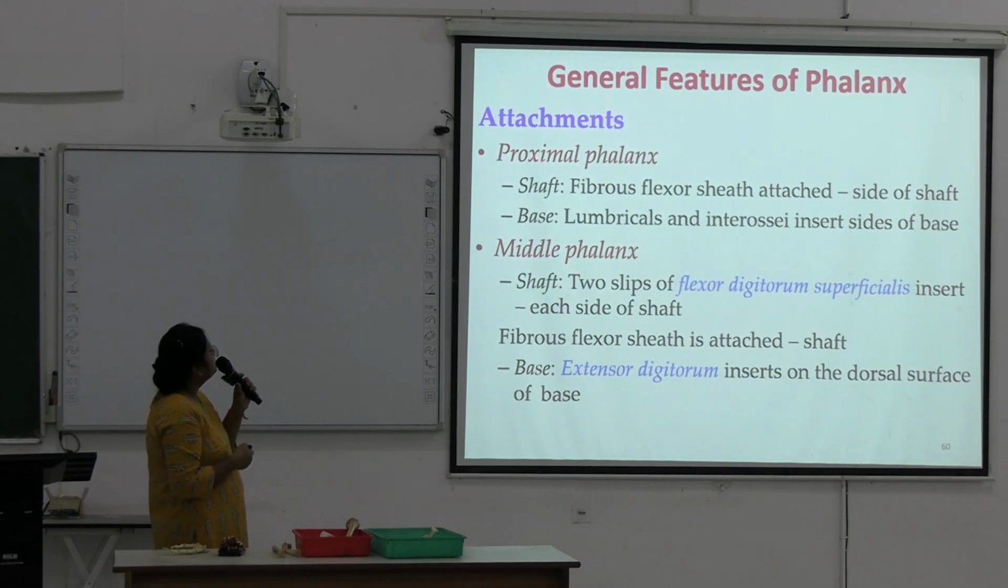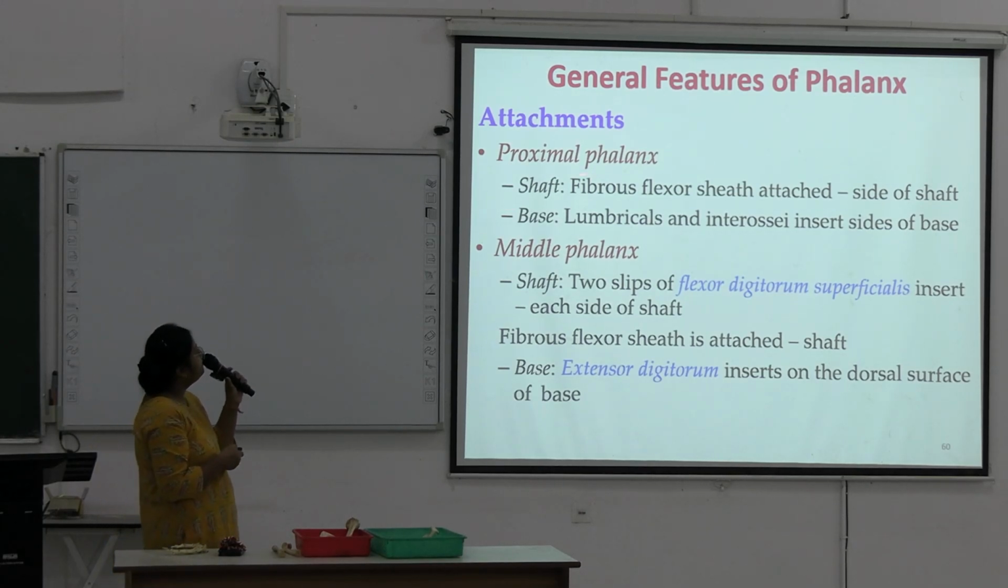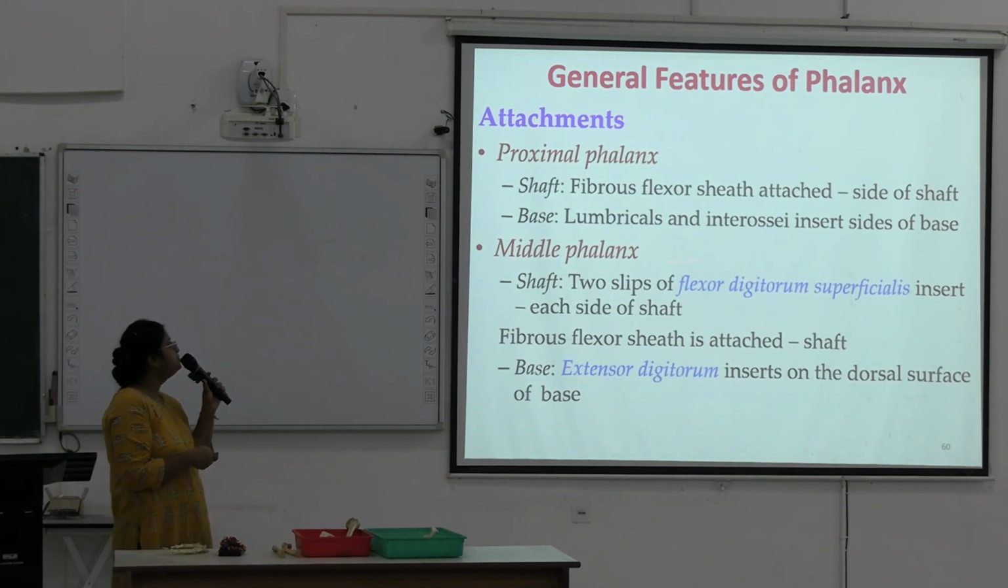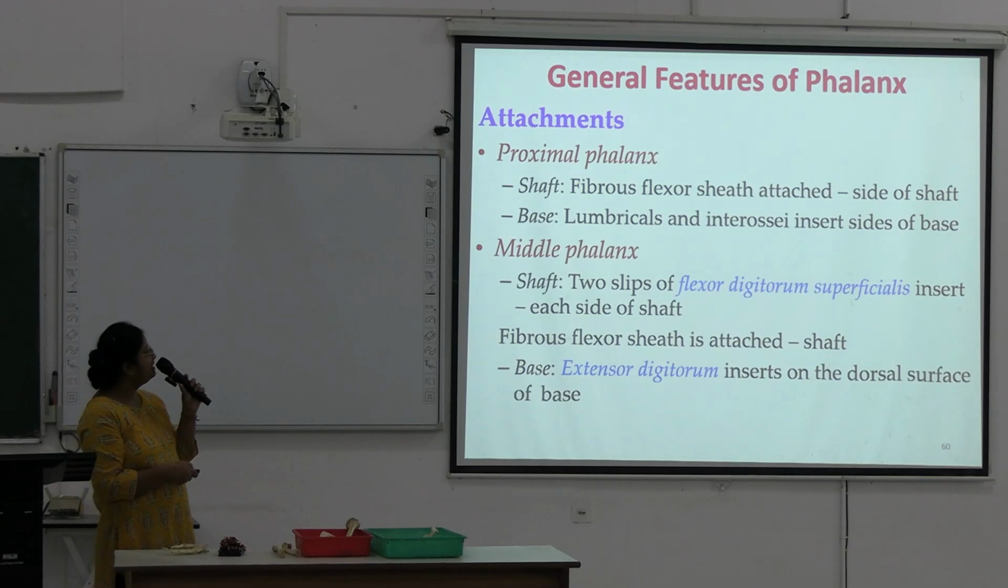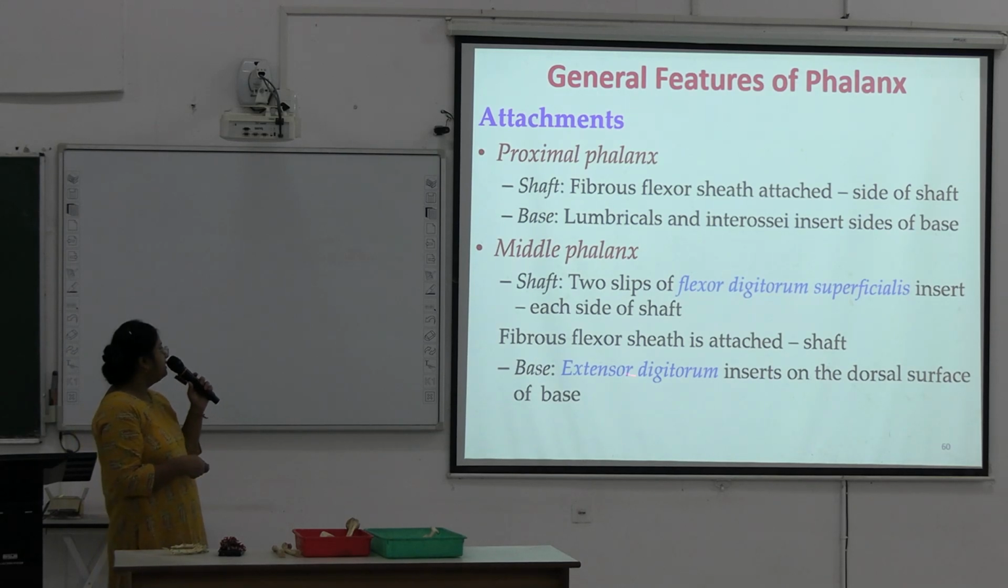So, attachments. Proximal phalanx: the shaft gives attachment to the fibrous flexor sheath, which is attached to the side of the shaft, and at the base there is attachment of lumbricals, and interossei insert on the side of the base of the phalanx. Middle phalanx: on the shaft, two slips of flexor digitorum superficialis insert on each side of the shaft, and the fibrous flexor sheath is attached to the shaft, and at the base there is insertion of extensor digitorum on the dorsal surface of the base.